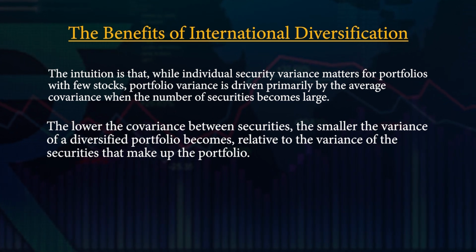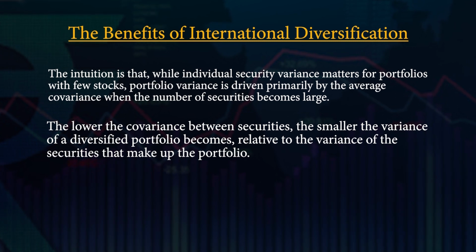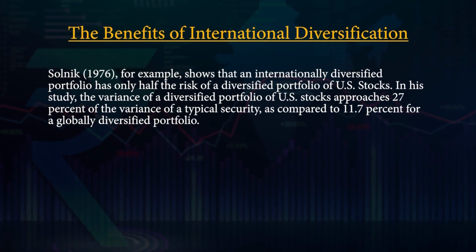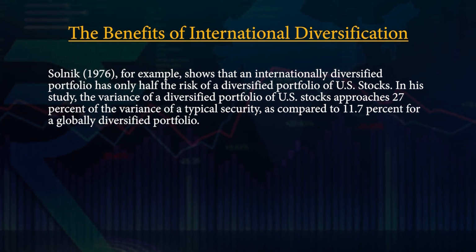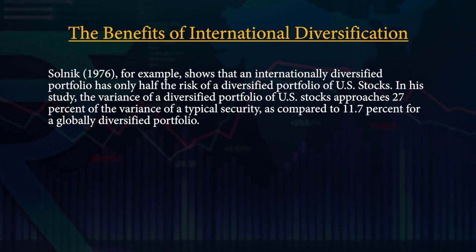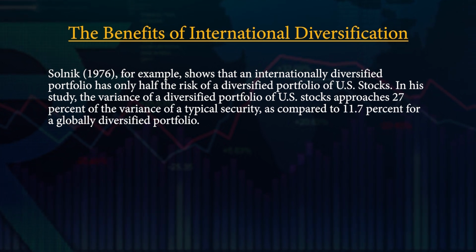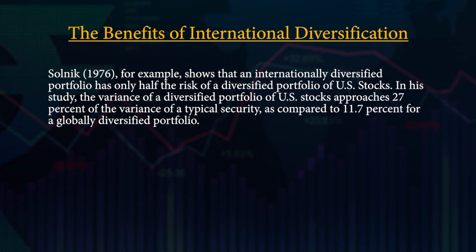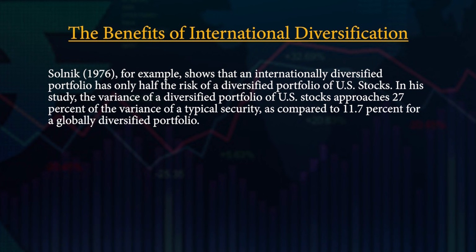The lower the covariance between securities, the smaller the variance of a diversified portfolio becomes relative to the variance of the securities that make up the portfolio. So the primary motive for international diversification has been to take advantage of the low correlation between stocks in the different national markets. Solnik, in his 1976 paper in the Financial Analysts Journal, Why Not Diversify Internationally Rather Than Domestically, shows that an internationally diversified portfolio has only half the risk of a diversified portfolio of US stocks. In his study, the variance of a diversified portfolio of US stocks approaches 27% of the variance of a typical security, as compared to 11.7% for a globally diversified portfolio.